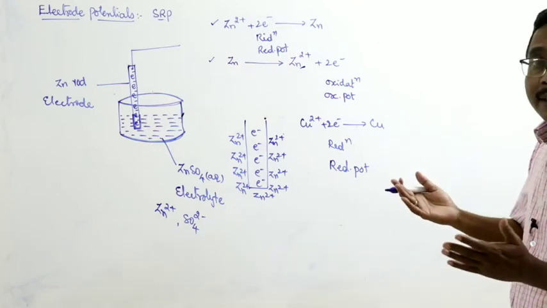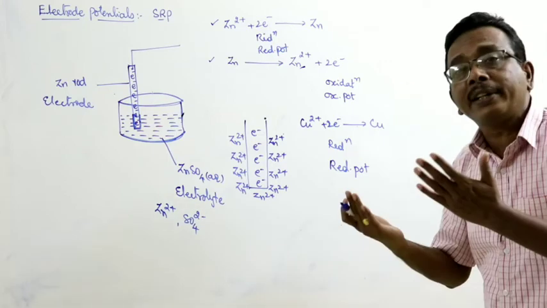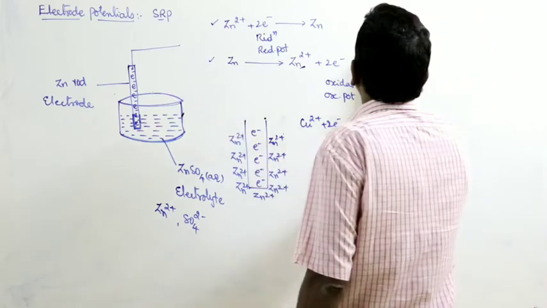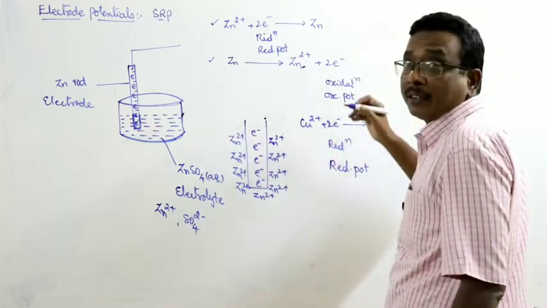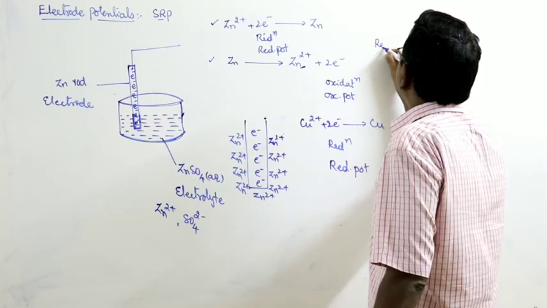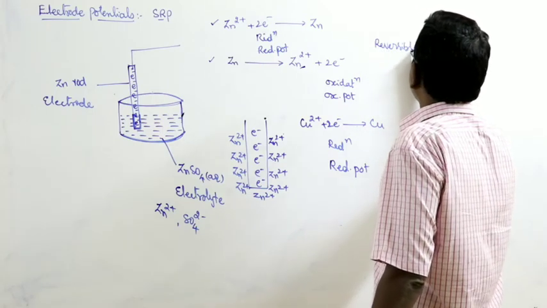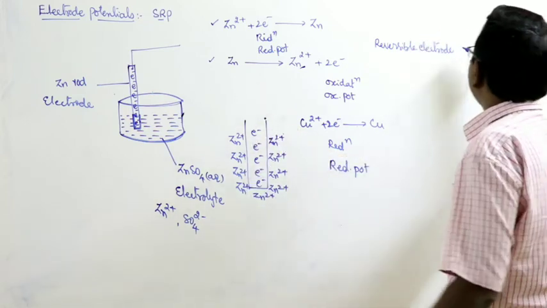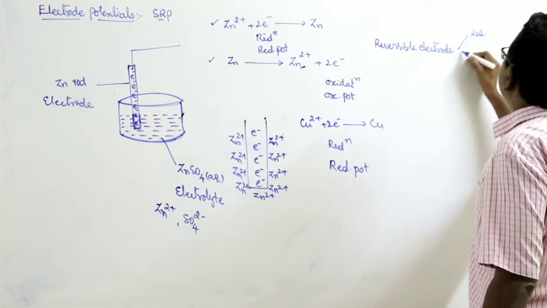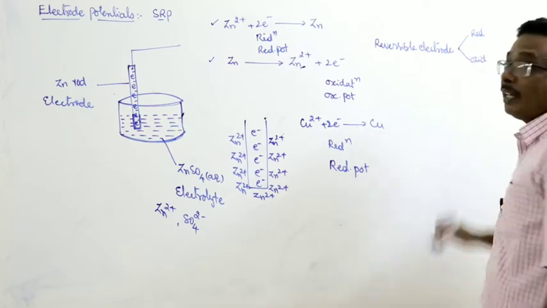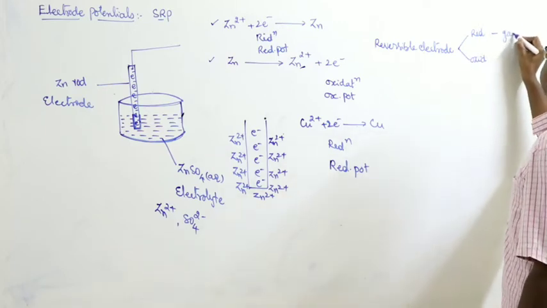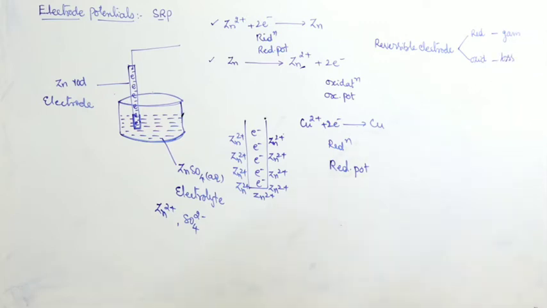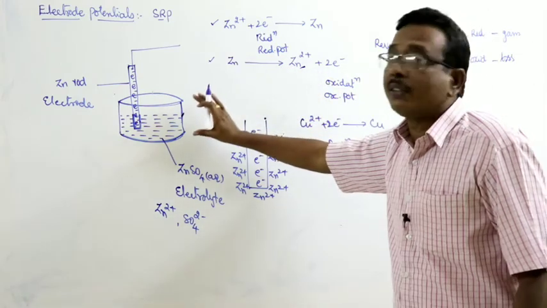In some cases, both oxidation and reduction are possible. Such types of electrodes are known as reversible electrodes. Reversible electrode means the electrode which undergoes both oxidation and also reduction, means gaining of electrons takes place and also losing of electrons also takes place. Such a type of electrode is known as a reversible electrode.